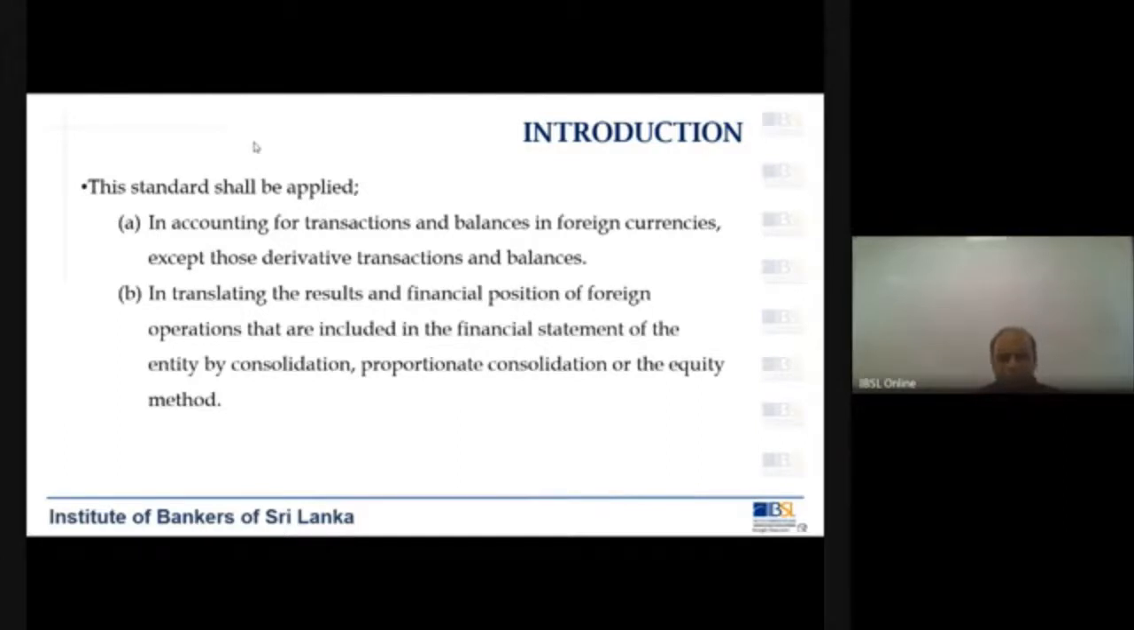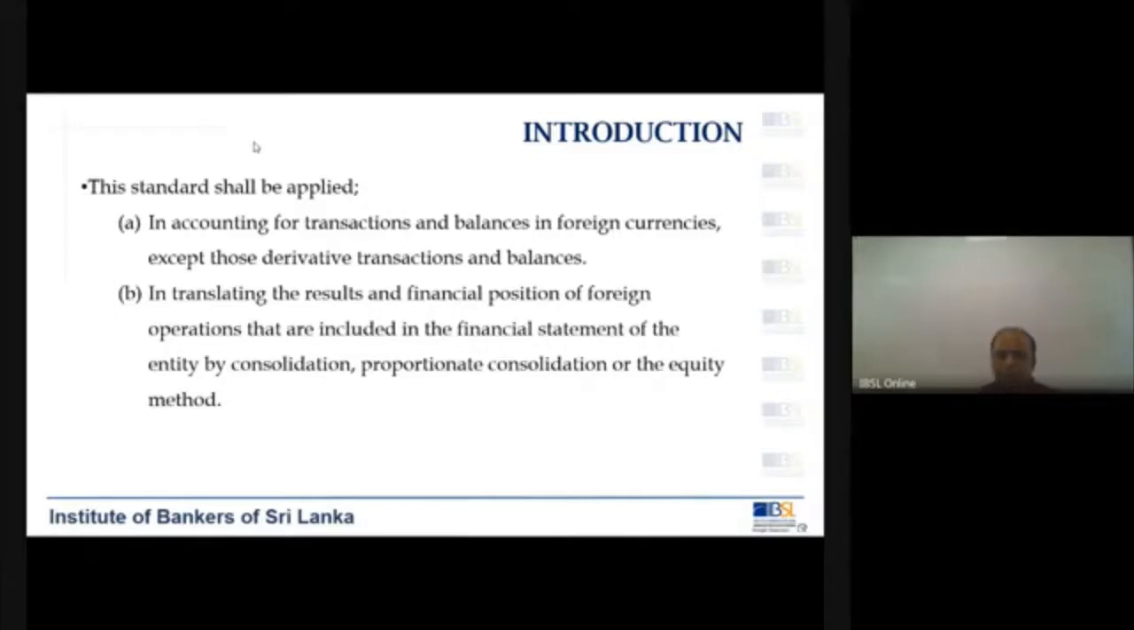Now the branch that you have in US will operate in what currency? They will operate in US dollars. They are not going to use Sri Lankan rupees. So they will have US dollars and all the other currencies as well. But for all purposes, they will prepare their financial statements in US dollars. So your branch in US will have financial statements in US dollars.